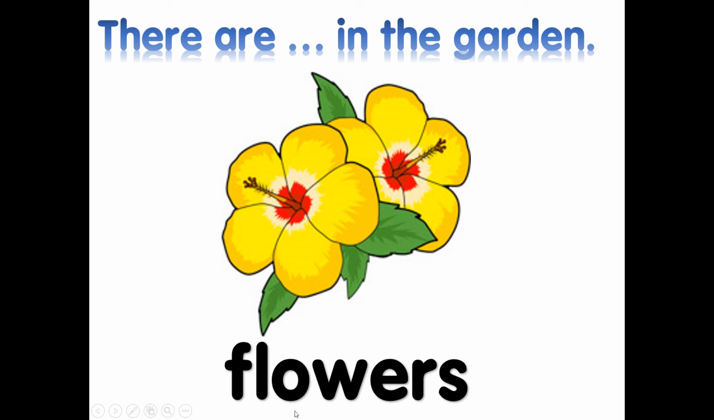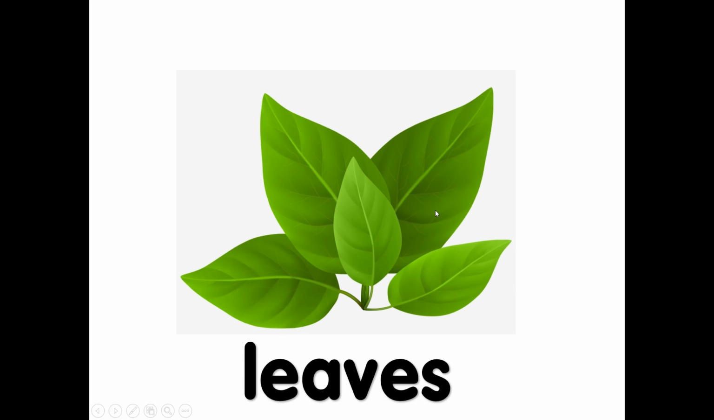花朵叫什么？Flowers. How to spell? Flowers. Flowers. There are flowers in the garden. Next, what are these? These are leaves. These are leaves. How to spell? Leaves. Leaves. Again, leaves. Leaves. Leaves. These are leaves.